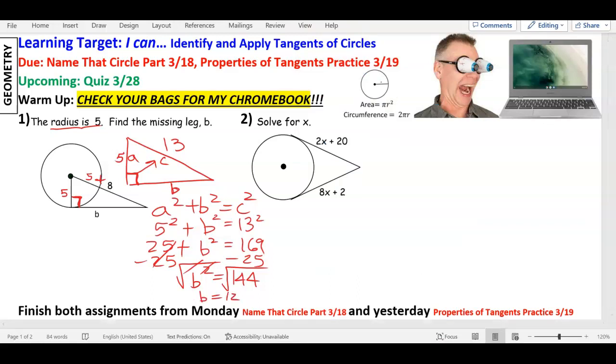Cool. I promise you, if these types of problems, this is how you do them. You label them, make the right triangle, Pythagorean theorem. Last step is to square root. Okay, don't forget that. So that's on your notes from yesterday.